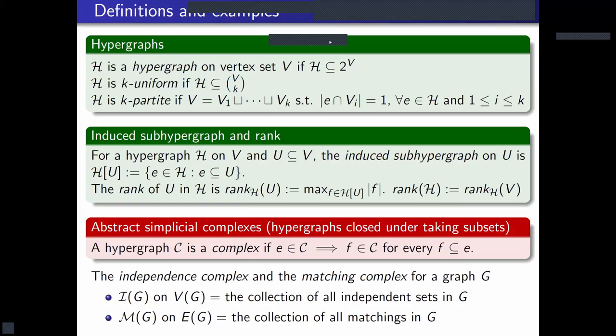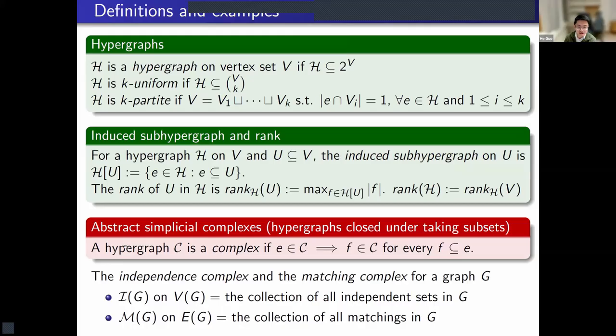Sorry, can I just ask a question about what you meant by k-uniform? That binomial coefficient type of notation. What is that set or family of sets? It means any set in the hypergraph H has size equal to k. Got it. Thank you so much. That was my question.